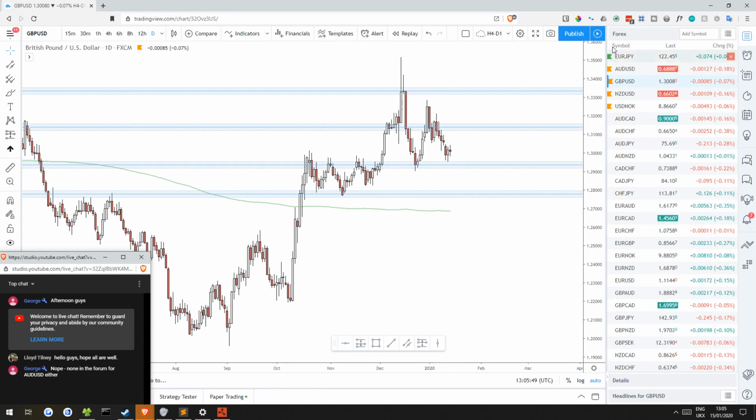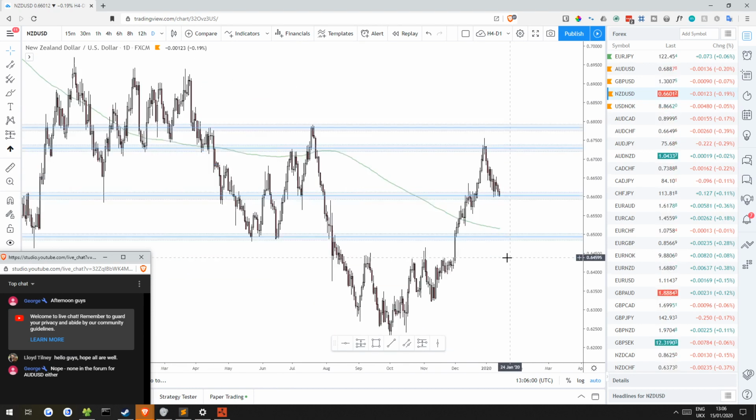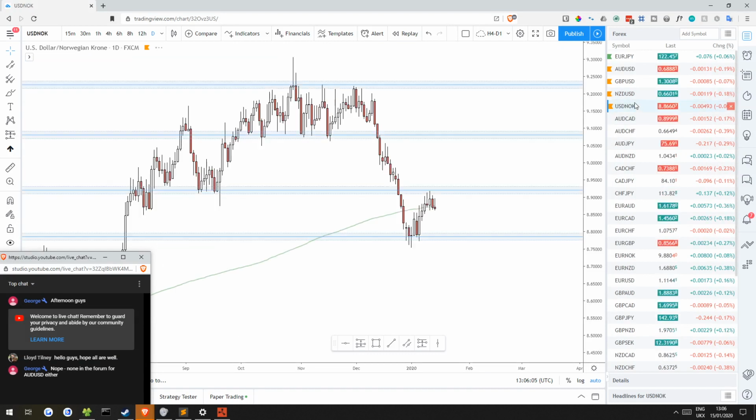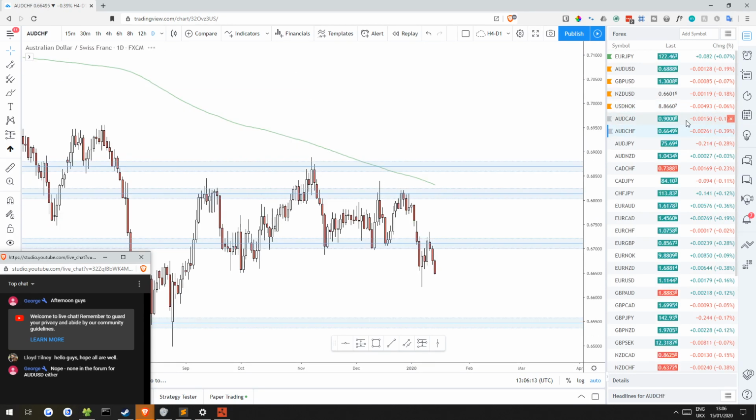Still waiting for GBP USD to fall into support, so we'll keep an eye on that. New Zealand USD is finally touching support and moving into it, so I'm going to keep a close eye on this one too. I want to see if it stalls out on support or if it breaks through. I'll get back to this after we go through the rest of the pairs. And same with USD NOK. So let's look and see if we can find any new setups.